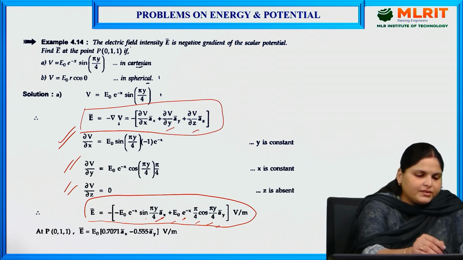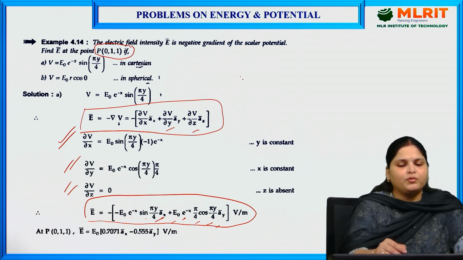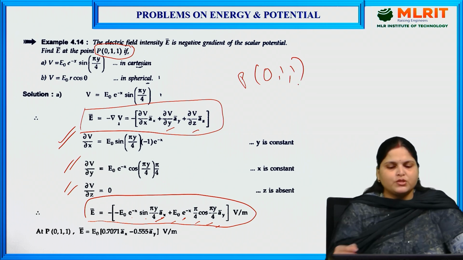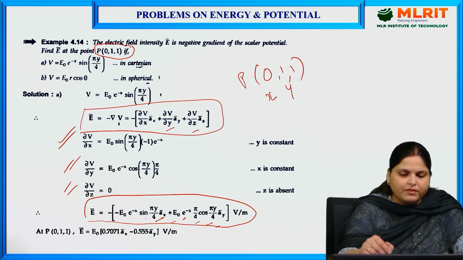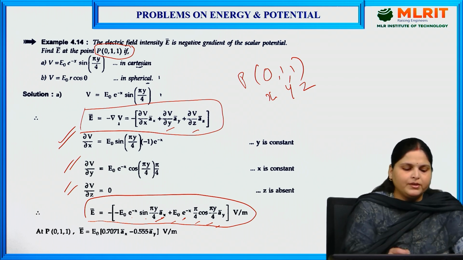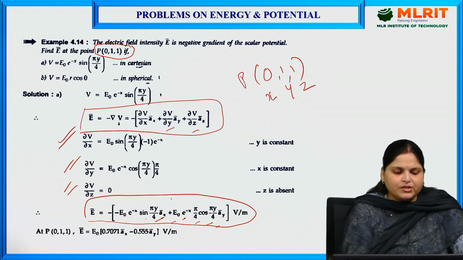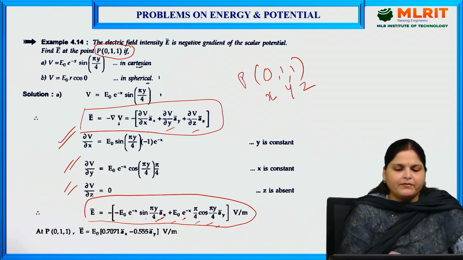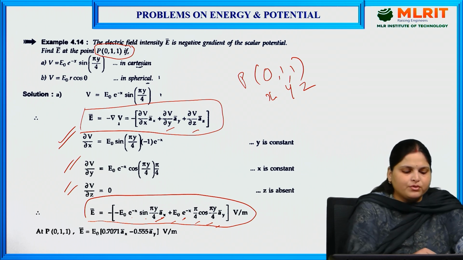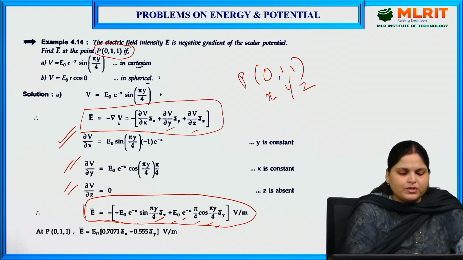As asked in the question, E should be calculated at a point P whose coordinates are 0, 1, 1. So basically x is 0, y is 1, and z is also 1. What we will do here, in this particular equation, wherever we have x we will put 0, wherever we have y we will put 1, and wherever we have z we will put 1 again.